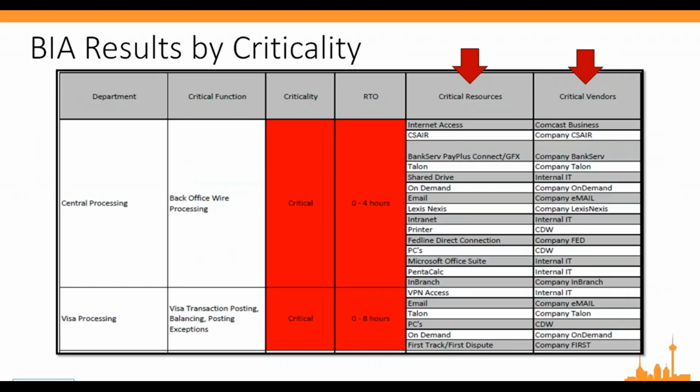This report is the same data now organized by criticality. So this report shows you prioritization of all of the business functions in order of what would be determined as the most critical business function, still keeping your resources and still keeping your vendors.